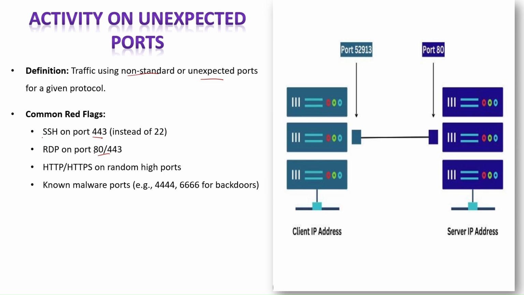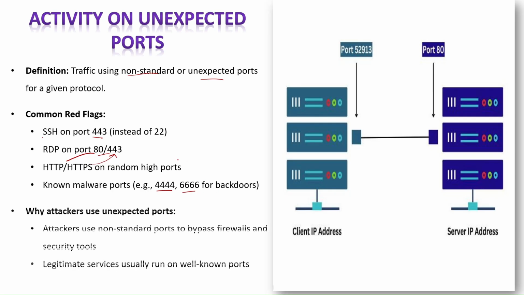HTTP and HTTPS on random high ports. HTTP uses port 80 and HTTPS uses port 443. So, if some random ports are used, it is an indication of malicious activity. Also non-standard malware ports, for example 4444 and 4446 for backdoors.